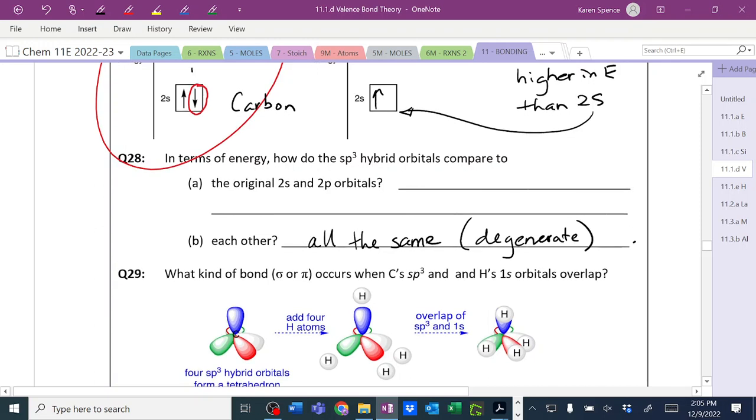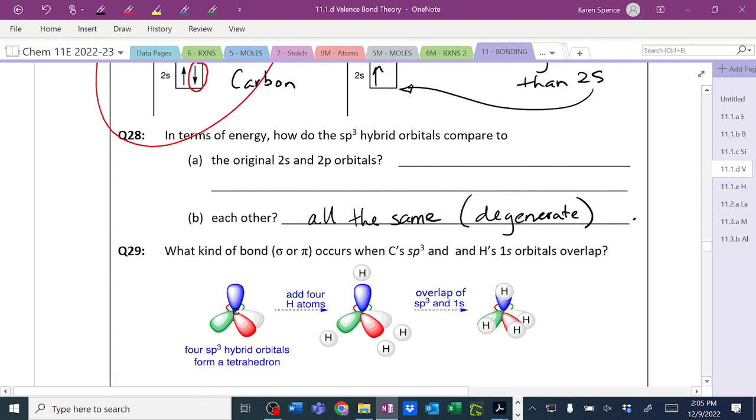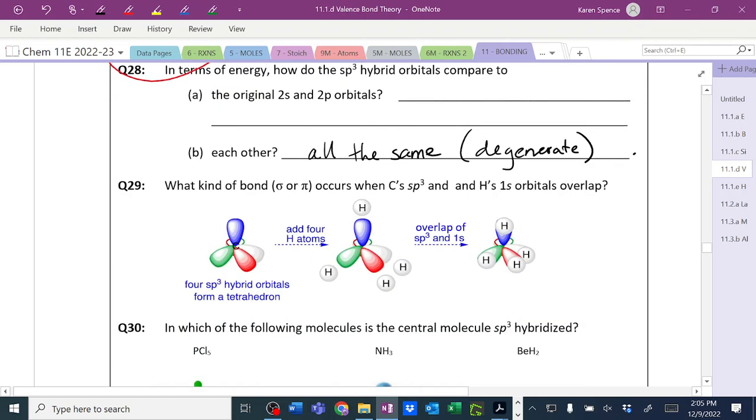What kind of bond, sigma or pi, do we get when carbon's sp3 orbitals and hydrogen's 1s orbitals overlap? That is our sigma. Yep. Sigma, sigma, sigma, sigma.